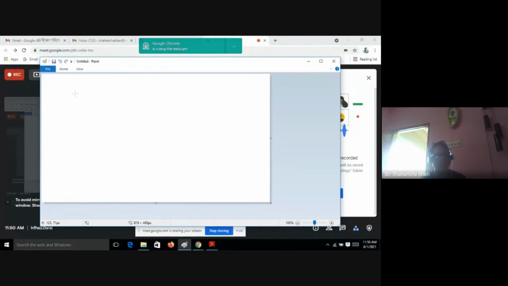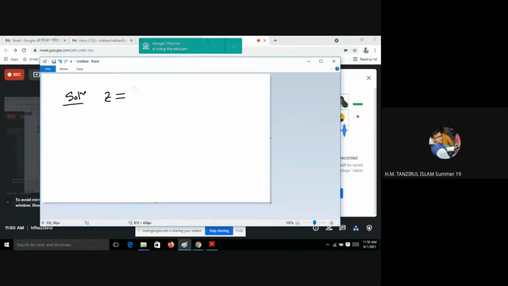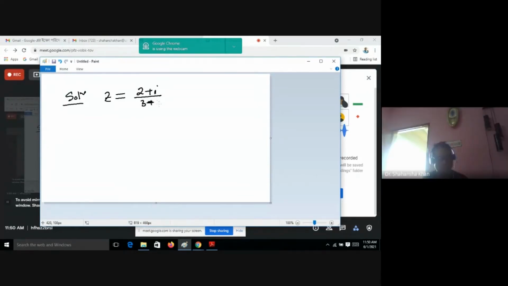Okay. So at first we simplify. Z equals (2 plus i) divided by (3 minus i), whole squared. Expanding, we use (a plus b) whole squared: 4 plus 4i minus 1, and 9 minus 6i minus 1. Am I right?